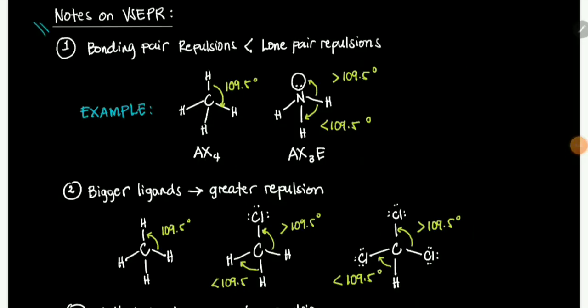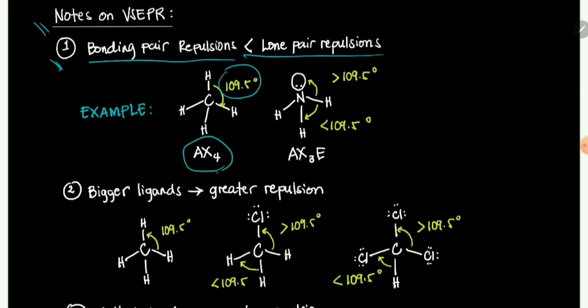So here we have some notes on VSEPR. So for number 1, the degree of bonding pair repulsions is less than that of the lone pair repulsions. So makikita natin dito for CH4, this is an AX4 molecule type. Okay? Lahat ng angles between any two ligands dito sa molecule na to ay 109.5 degrees. Pero kapag yung isa ay pinalitan mo ng lone pair, for example dito sa ammonia, which is AX3E molecule type, so greater than 109.5 yung magiging angle between the lone pair and the bonding pair, tapos less than 109.5 na yung magiging angle between two bonding pairs.